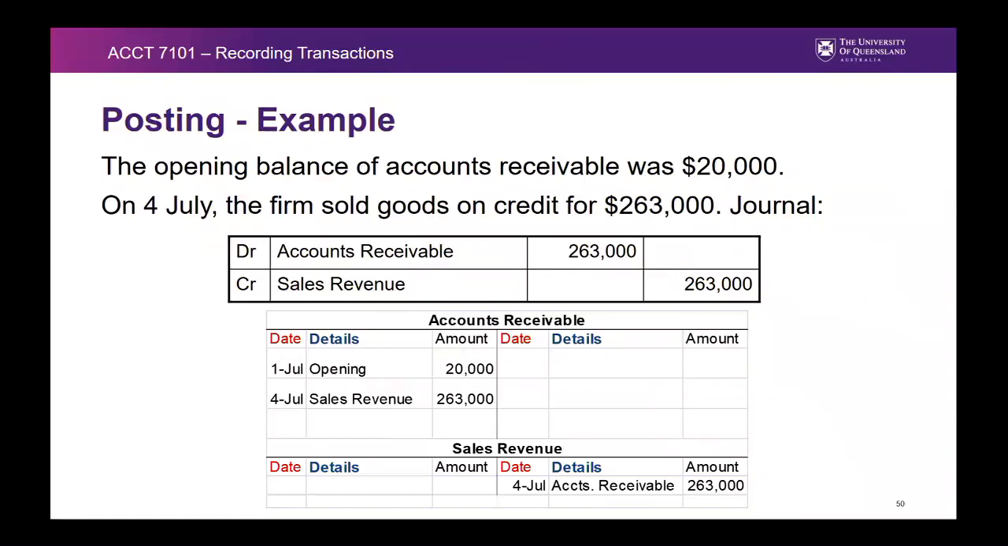And the sales revenue is a credit, so it goes on the credit side, and there's the amount there, and that's the date. And the corresponding account, the matching or opposite account, was accounts receivable, so we write that in here. It just tells us where it came from. So that's the process, and we've done one journal entry. We do that for every journal entry, and we do that for the whole period of time.